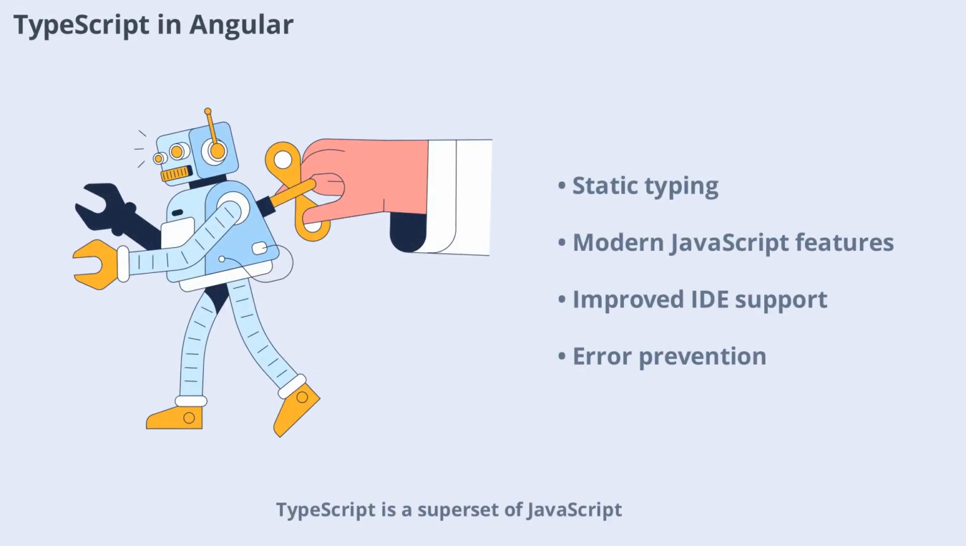TypeScript is a superset of JavaScript that adds static typing and modern features. Angular is built with TypeScript by default, which brings benefits like type safety, better IDE support, object-oriented programming features, and access to modern JavaScript capabilities. Interviewers may ask why Angular uses TypeScript and how it improves development. Be ready to discuss how TypeScript helps catch errors early and makes code more maintainable.